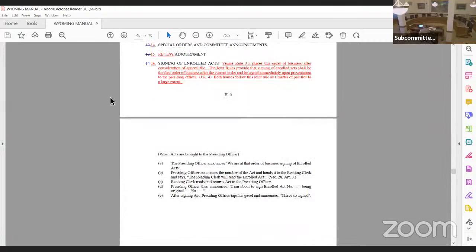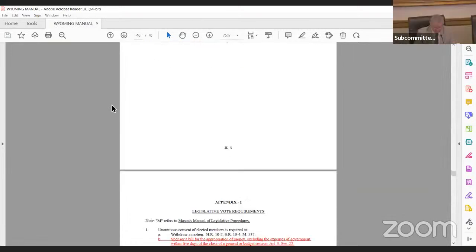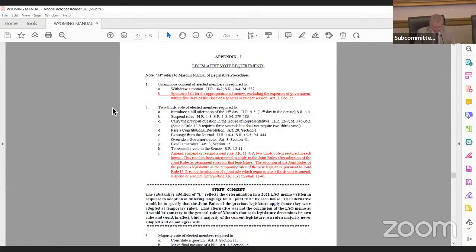On I1, Mr. Chairman. And we just add that for those motions that require unanimous consent, when you sponsor a bill for an appropriation of money within the last 5 days of the close of a general budget session, you need unanimous consent. That's a constitutional provision. A 2/3 vote required.